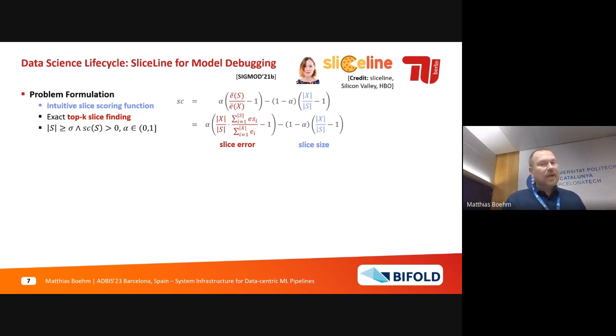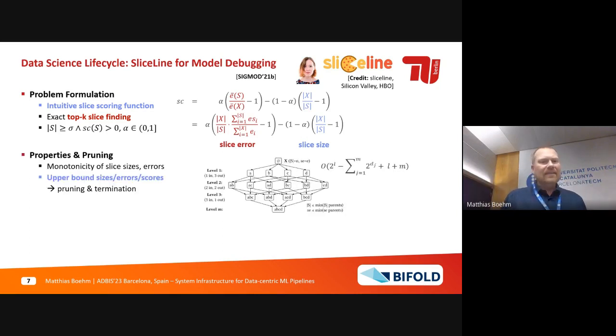Yeah, there was prior work on that, but what we've done is essentially devise a very intuitive scoring function that balances the slice error and the slice size, which with a weighting parameter is nicely balanced. So a slice that is twice the size of another slice and has half the error has exactly the same weight. And then the key idea is that we actually perform an exact lattice enumeration.